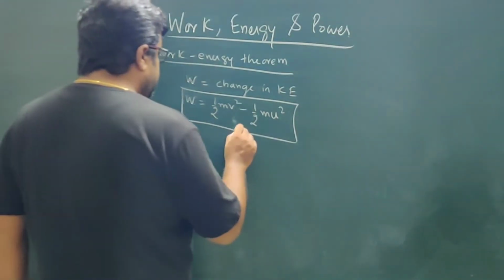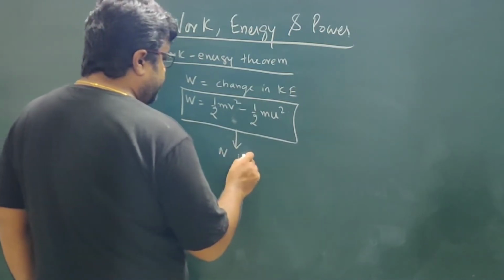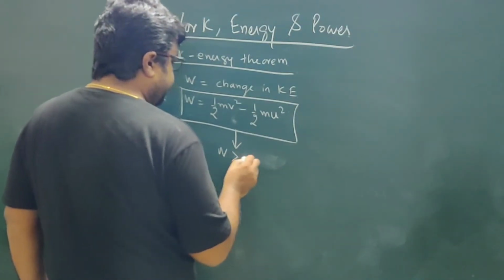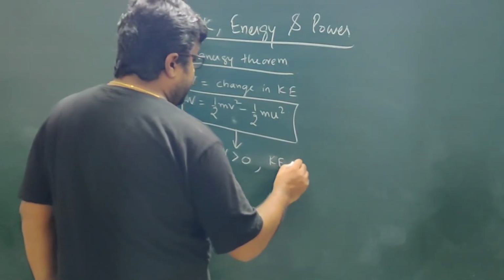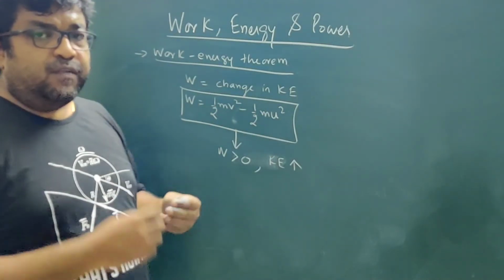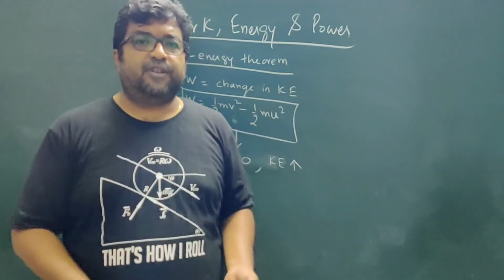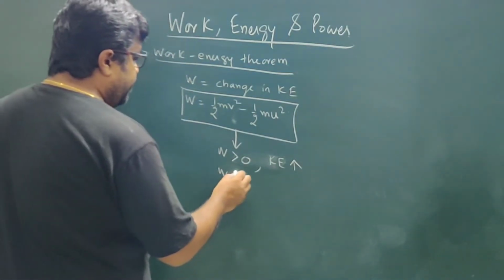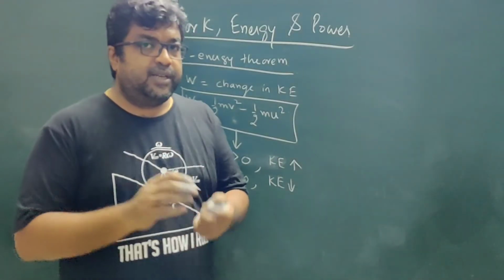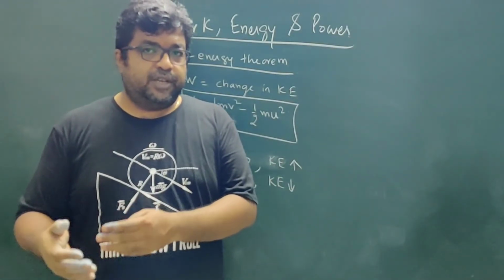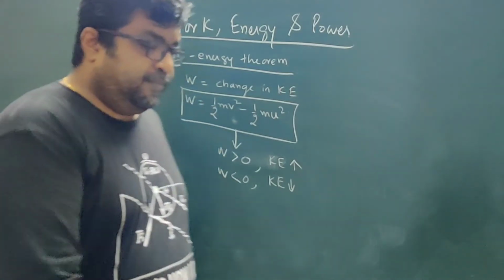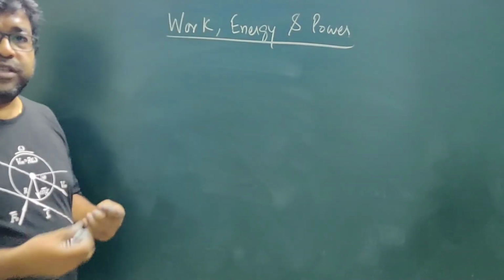Now from this we can conclude that if work done is positive, that is W is greater than 0, it means kinetic energy of the body is increasing, because if this quantity is positive, the final kinetic energy is greater than the initial kinetic energy. Whenever positive work is done, kinetic energy of the system increases. Similarly, if work done is negative, it means kinetic energy of the system decreases. In case of friction, work done by frictional force is negative, so when a body moves under the influence of frictional force, its kinetic energy decreases. This is the basic idea given in your NCERT textbook.